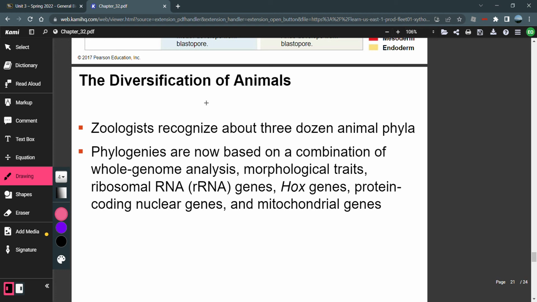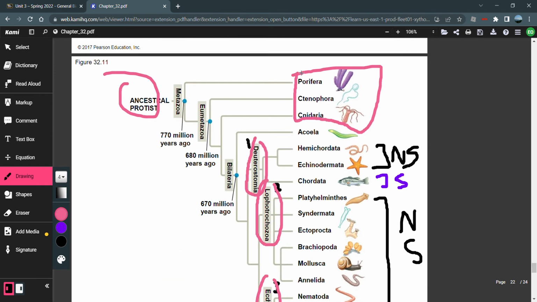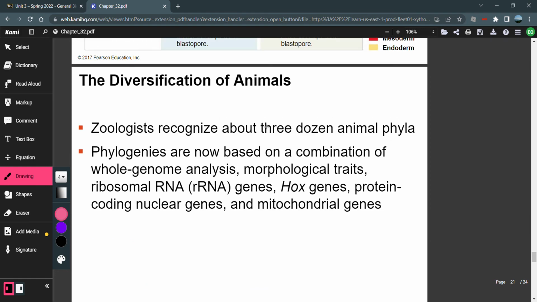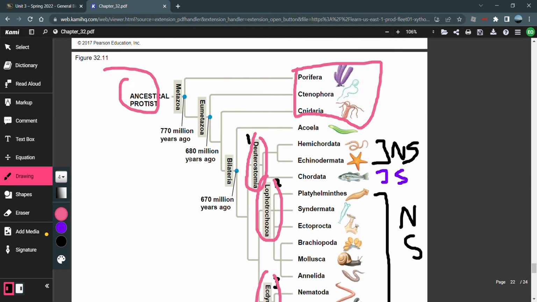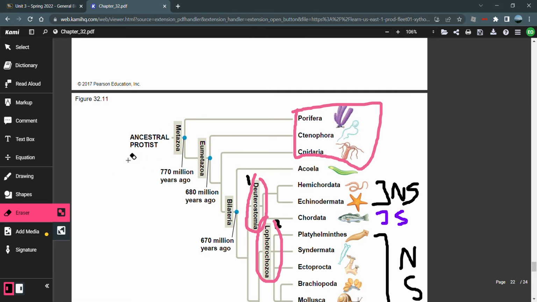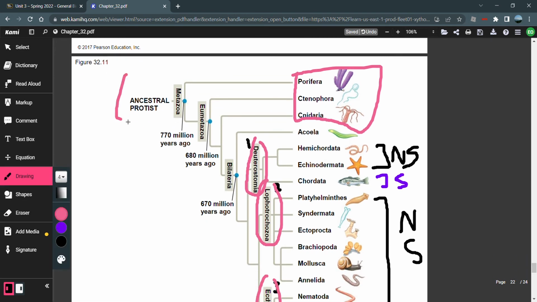Zoologists recognize about 36 animal phyla. They have done this by using tools like ribosomal RNA genes, Hox genes, protein-coding nuclear genes, and other types of genes. They put together a table and sorted these animals out: which ones are related, which are distantly related, which are completely different. Here we have animals, though it's not all 36, this is only a fraction. But all animals come from an ancestral protist, as we know.